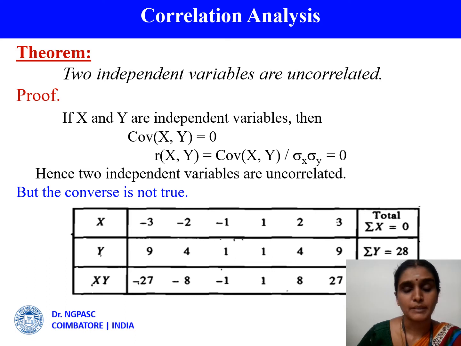So look at this example. X is equal to minus 3, minus 2, minus 1, 1, 2, 3. Y is equal to 9, 4, 1, 1, 4, 9. It obviously says that y is equal to x square. So y is depending on x. But if we are applying the formula of r of x comma y here, you surely will get the answer 0 for r of x comma y. So these x and y are uncorrelated, but actually they are depending.